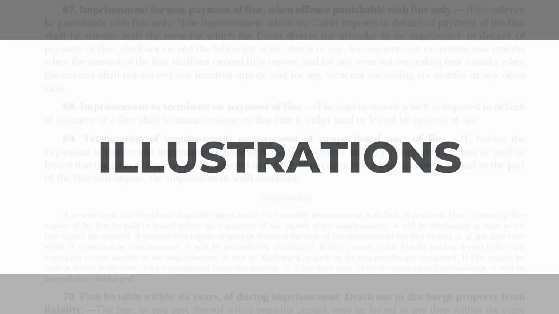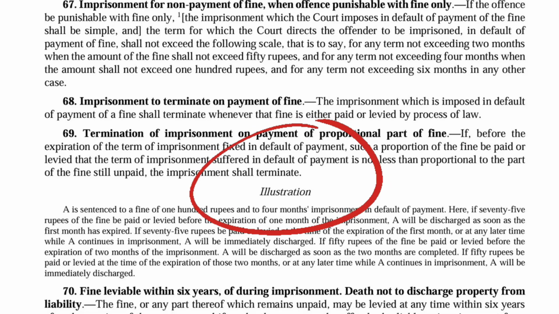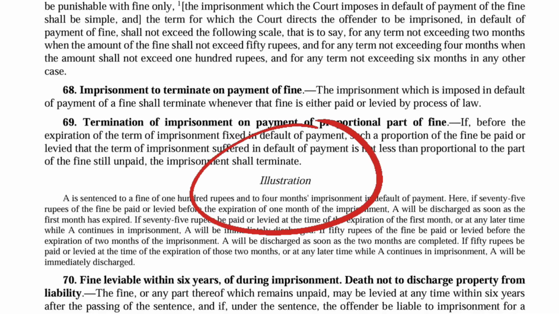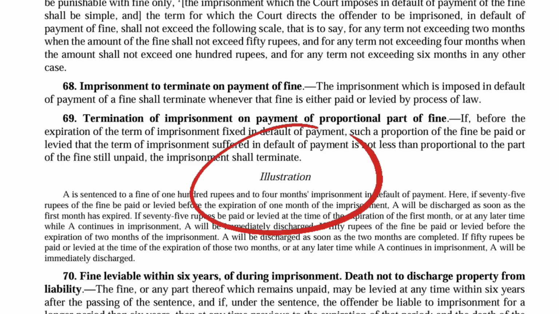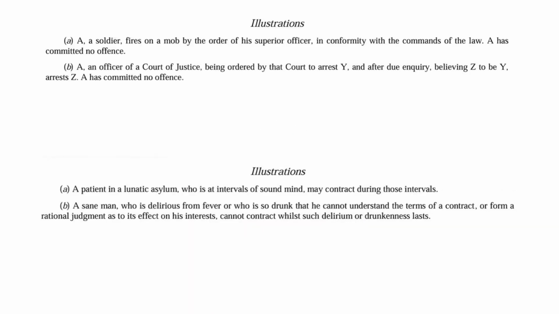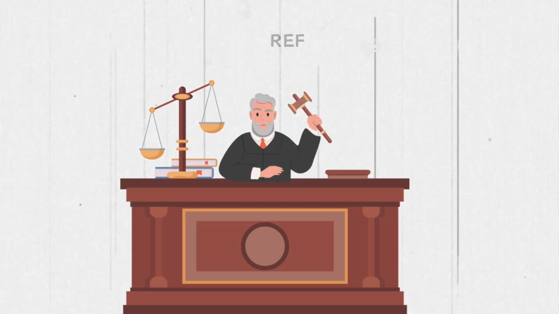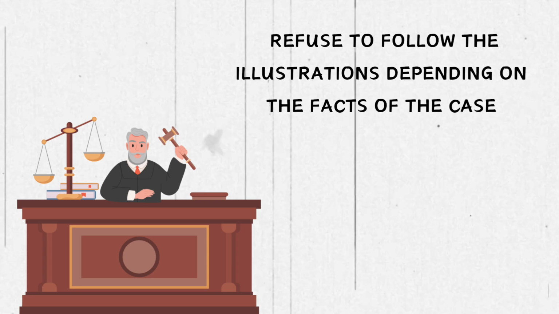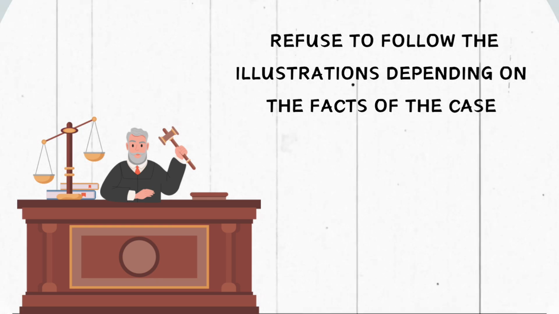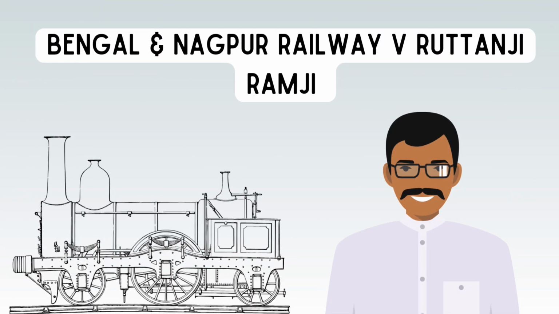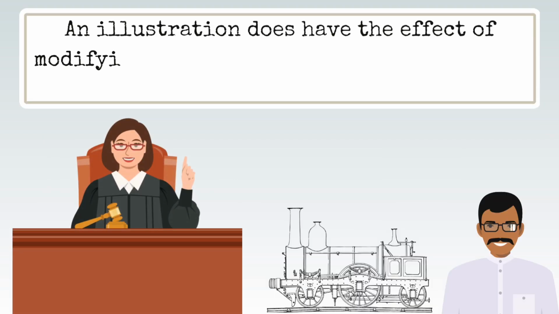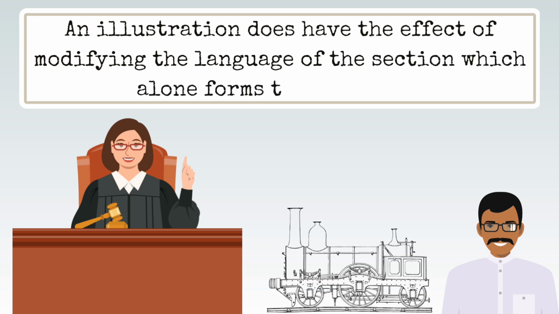Illustrations. Sections of an act may include illustrations or examples to explain the provisions. These serve to help in the interpretation of the relevant section. Example: various sections of the Indian Penal Code and Indian Contract Act contain illustrations. However, the court may refuse to follow the illustrations depending on the facts of the case. In the case of Bengal and Nagpur Railway versus Rutanji Ramji, the court held that an illustration does not have the effect of modifying the language of the section, which alone forms the enactment.